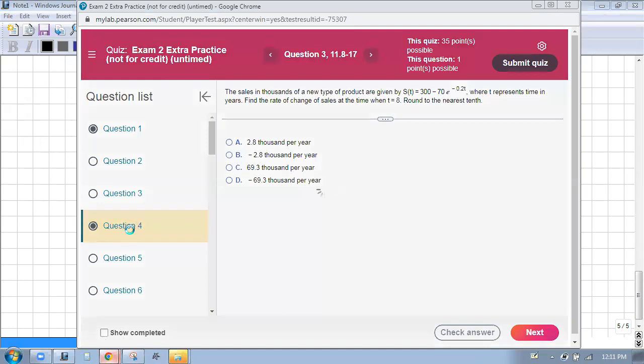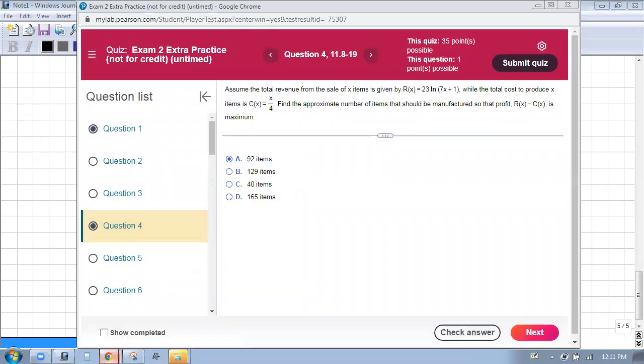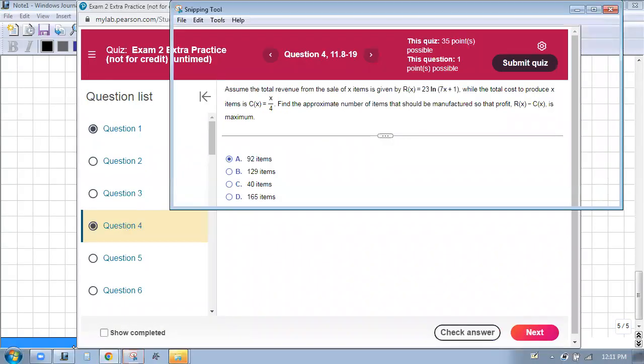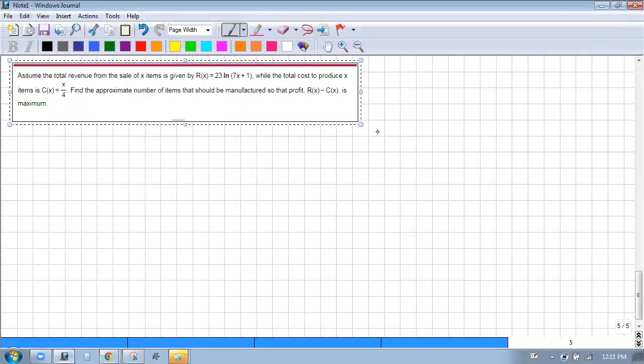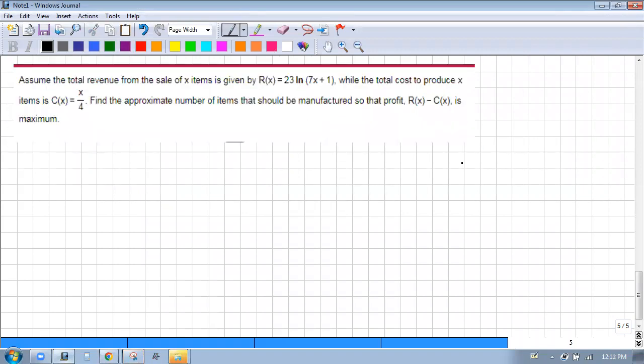All right, let's look at number 4. Assume the total revenue from the sale of x items is given by R of x, while the total cost to produce x items is C of x. Find the number of items that should be manufactured so that the profit is a maximum. So the profit is R minus C. We need to maximize this. Remember, maximums and minimums occur when the derivative is 0. So we need to find the derivative of P.